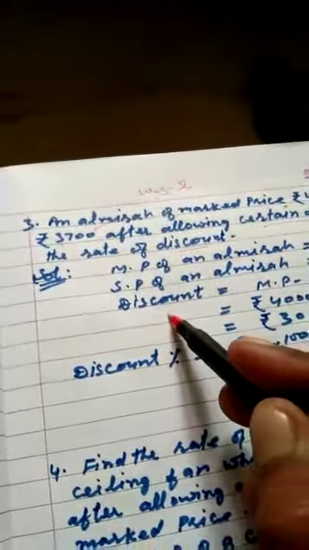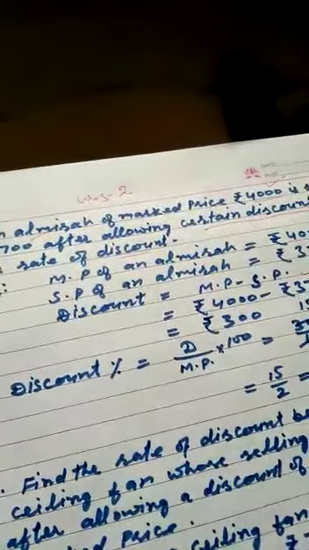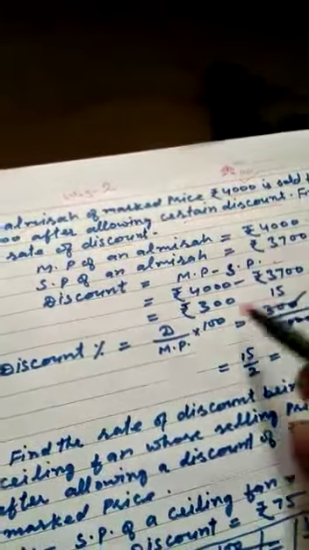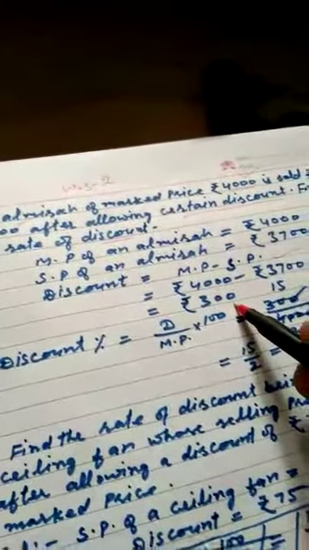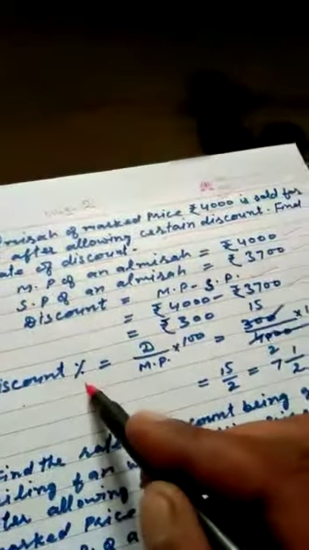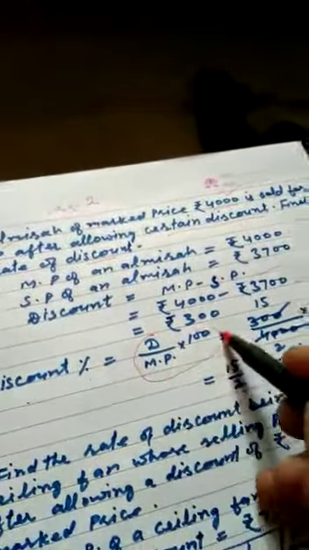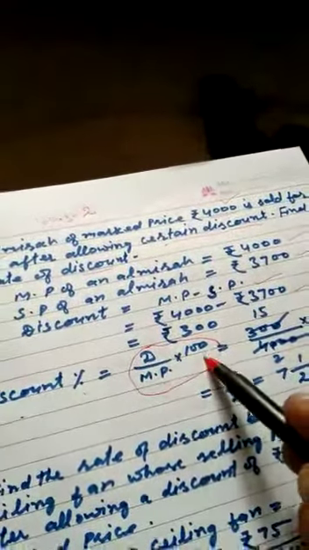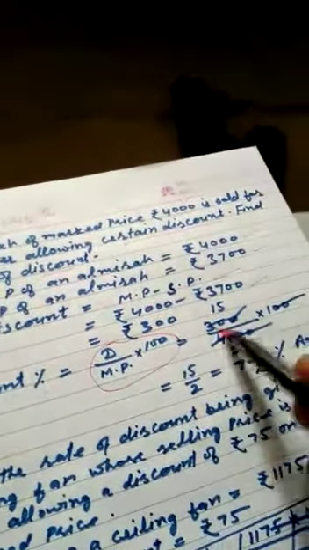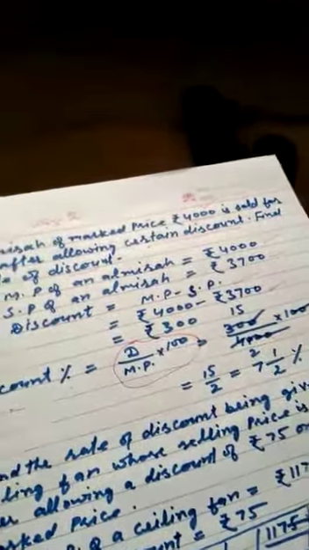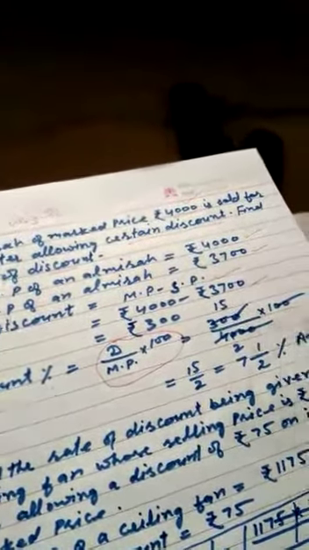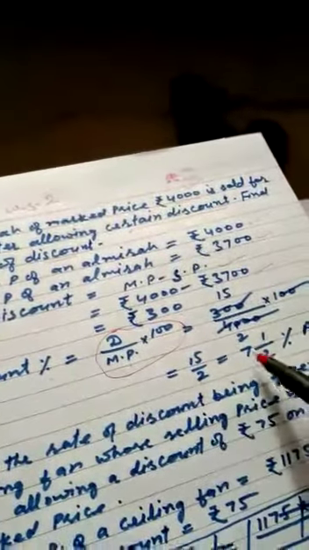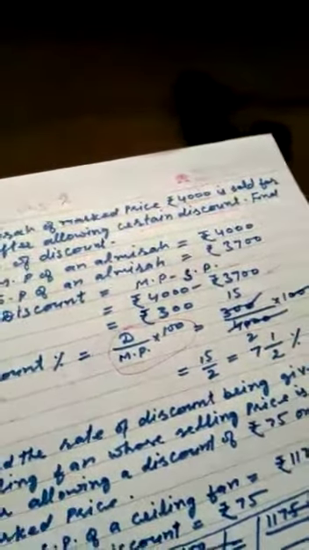Then discount is equal to MP minus SP. Rupees 4000 minus rupees 3700 is equal to rupees 300 only. Discount percent formula, this is the formula: D upon MP multiplied by 100, that is 300 upon 4000 multiplied by 100. After simplifying we get 15 by 2, that is 7 and 1 by 2%.